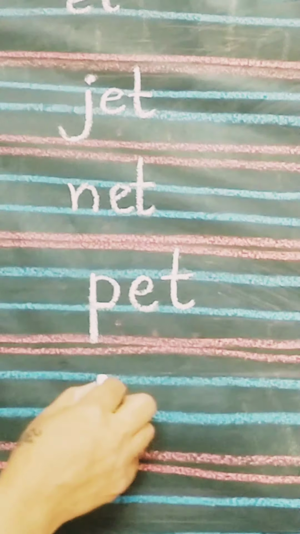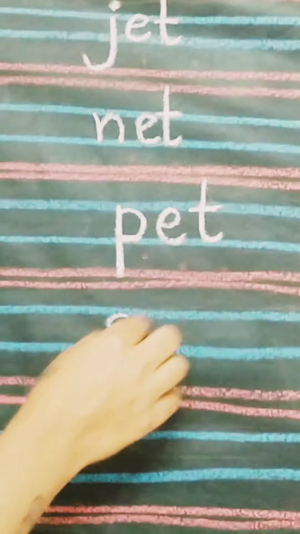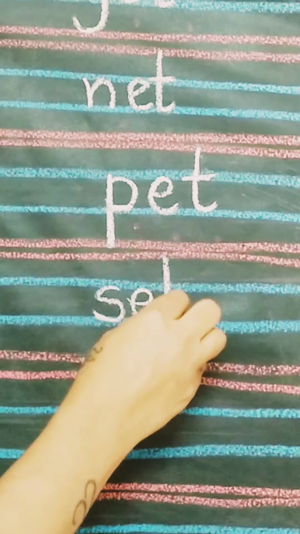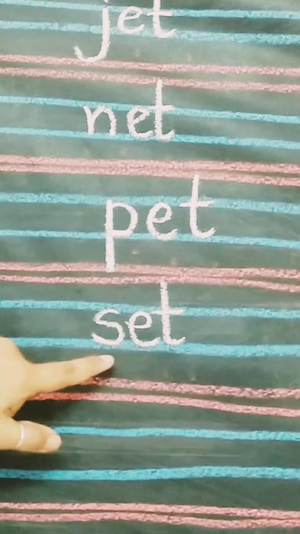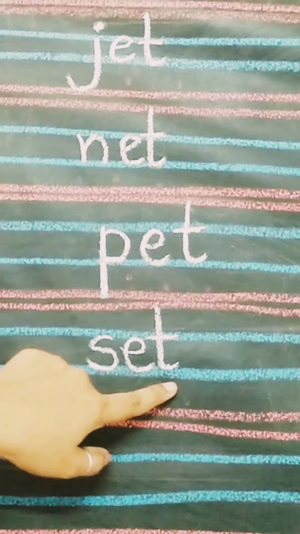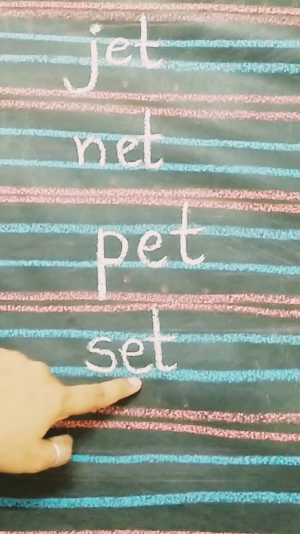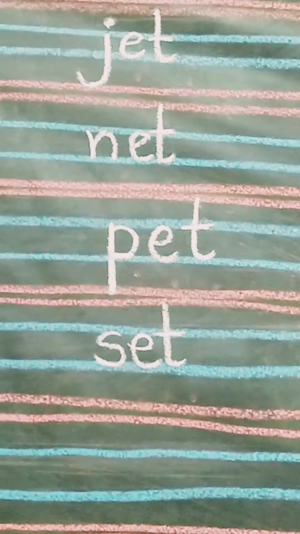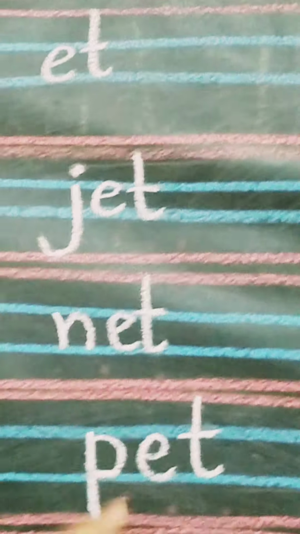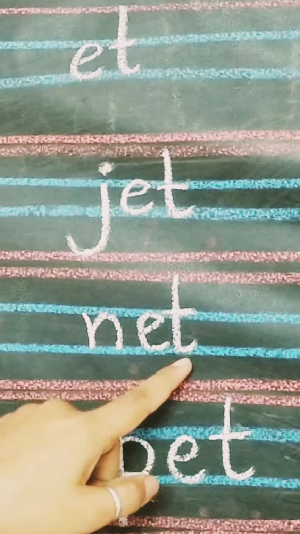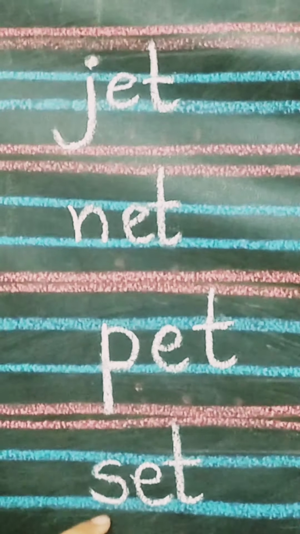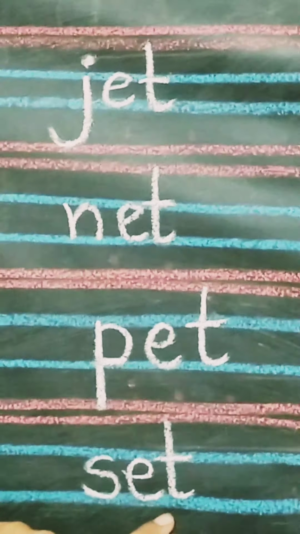Next is blue to blue line, S-E-T. S says S, E says A, T says T, S-A-T, set. J-A-T, jet, N-A-T, net, P-A-T, pet, S-E-T, set.